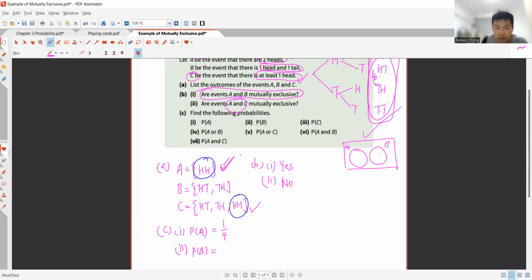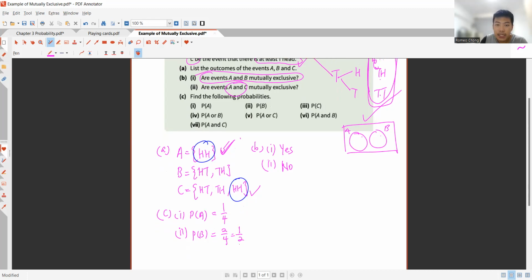Then for number 2, PB, the probability of event B, you have 2 outcomes, right? So it's 2 over 4. And when you simplify, you get 1 over 2, which is half. Then the probability of C, you will get 3 outcomes, and out of the 4 possible outcomes, it's 3 over 4. So we already have the probability of A, B, and C.